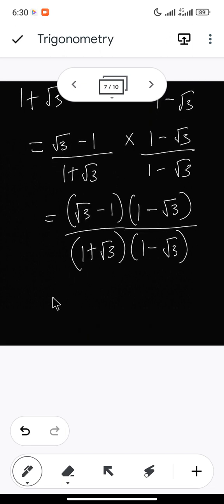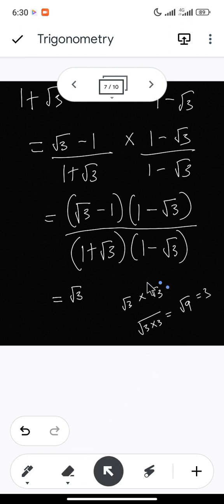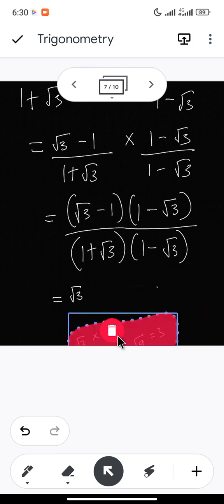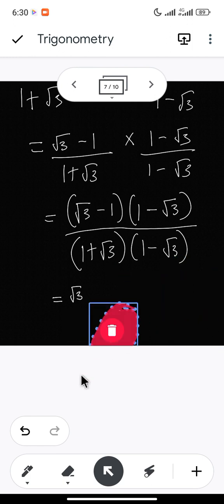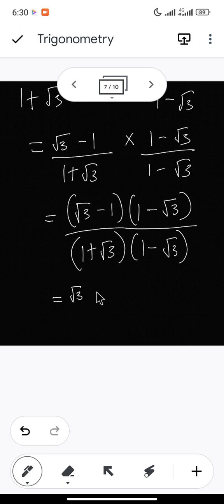What's going to happen is that the first term here is going to multiply this and also this. So root 3 times 1 gives you root 3. Root 3 times negative root 3: if you say root 3 times root 3, this is the square root of 3 times 3, which gives you the square root of 9, which gives you 3. So whenever you have the same roots multiplying each other, just pick the value inside one of the roots. So root 3 times negative root 3 is going to give you negative 3.